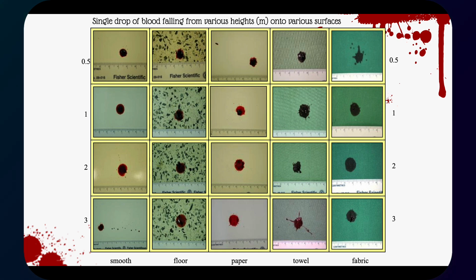Here's pictures of blood falling from different heights. The heights are over here in meters. Here we have the different surfaces they're falling to. So you can see the difference in what they look like based on what they fall onto.